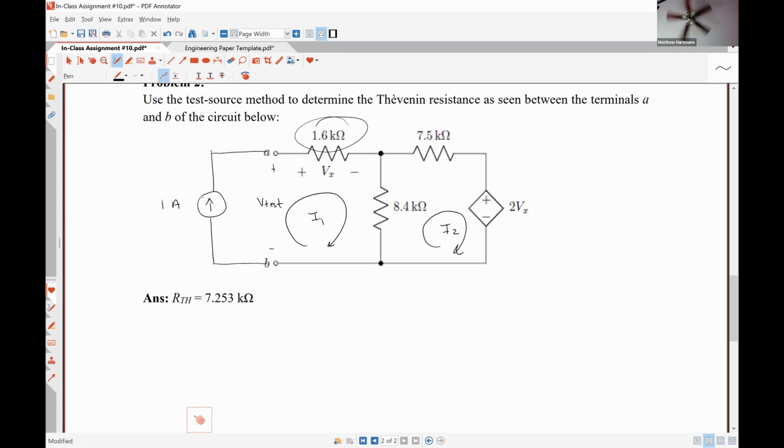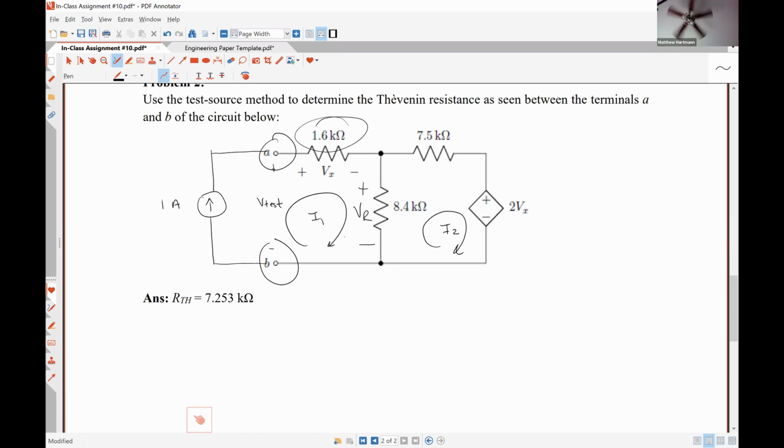It doesn't particularly matter. Once I know what Vx has to be, I no longer have to worry about having dependent sources or anything like that. So to me, it just made the problem a little bit easier. Since I wanted the test voltage, which is the potential difference between here and here, I added Vx plus the voltage drop over the 8.4 kilo ohm resistor, which is easy to determine using mesh currents I1 and I2. So a different way of going about it.